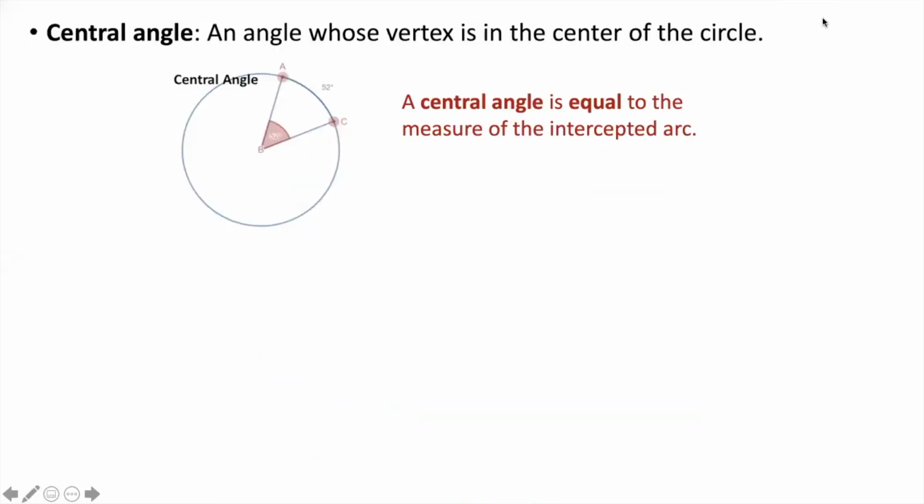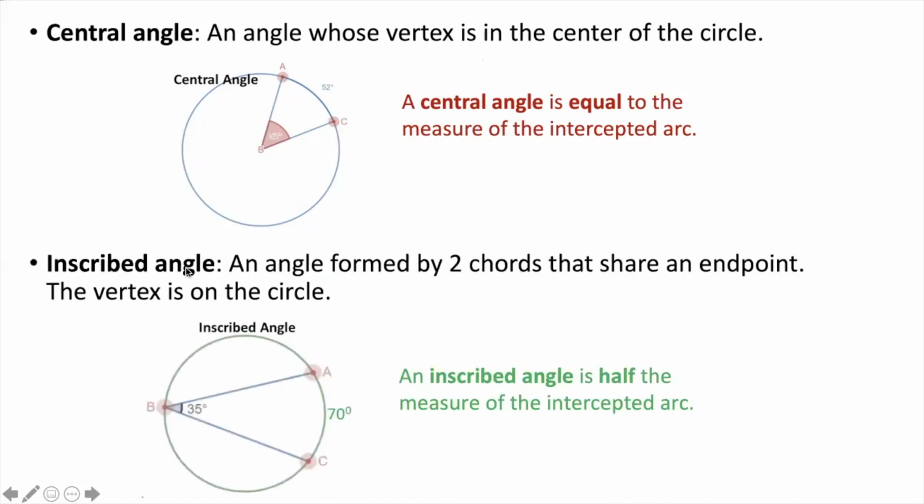So in summary, we have learned that a central angle is an angle whose vertex is in the center of the circle, and the measure of the central angle is equal to the measure of the intercepted arc. The measure of the angle and the measure of the arc are equal. An inscribed angle is an angle formed by two chords that share an endpoint. And the vertex of this angle is on the circle. It's on the circumference. And an inscribed angle is half of the measure of the intercepted arc. So if the arc is 70 degrees, then the angle is half of that. This angle would be 35 degrees.